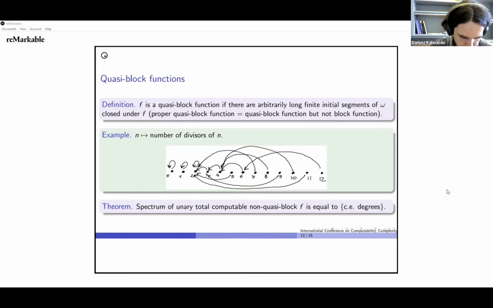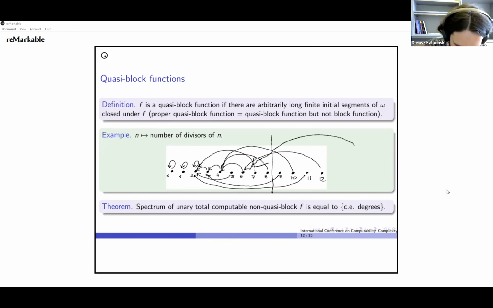An example. Let's say that we send n to the number of divisors of n. If we look at any number, we see that every initial segment is closed under f, but not necessarily under f-1, because we have some arrows that go from outside, from the right, to inside the segment. This is an example of a quasi-block function.